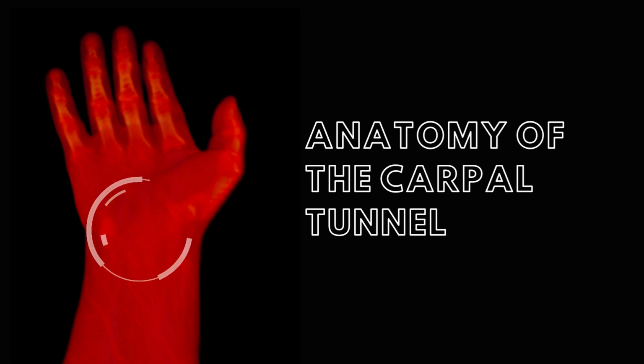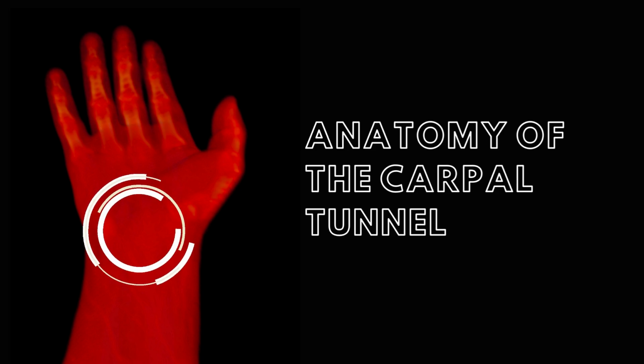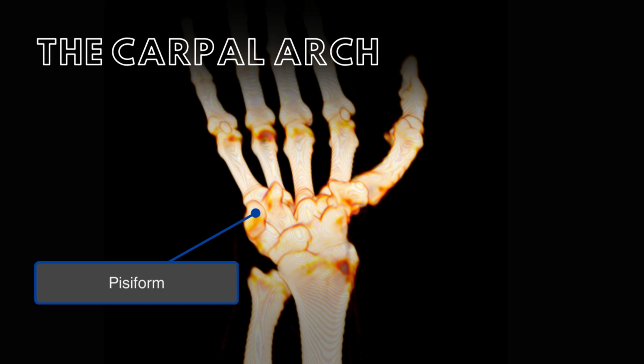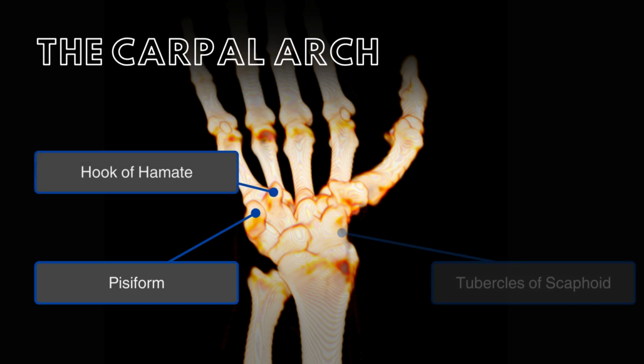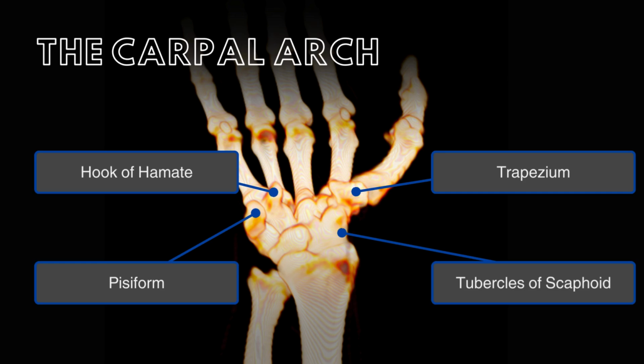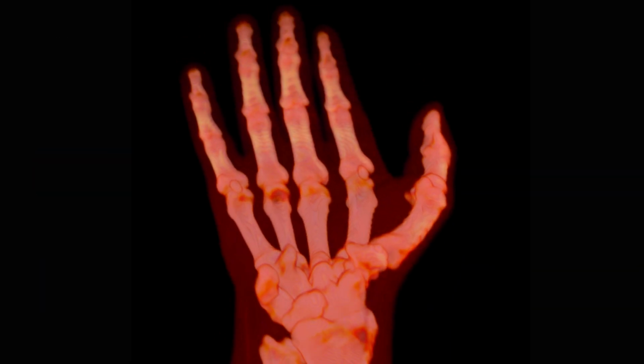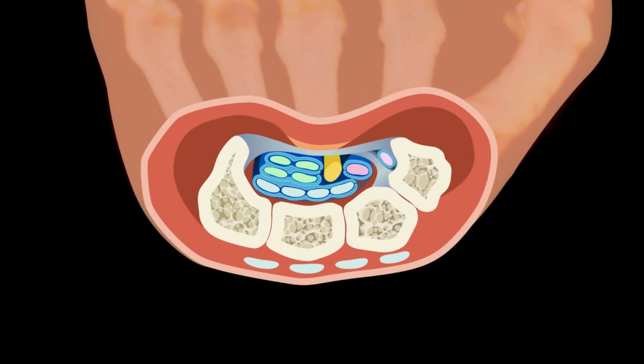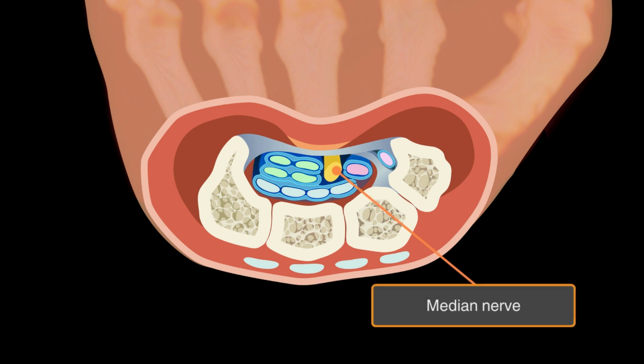The carpal tunnel lies on the anterior aspect of the wrist and the flexor retinaculum. The carpal arch is formed by the pisiform, the hook of hamate, and the tubercles of the scaphoid and trapezium. This combined structure of carpal bones and thick ligament bridge creates the carpal tunnel, which serves as the passageway for the median nerve and 9 tendons.